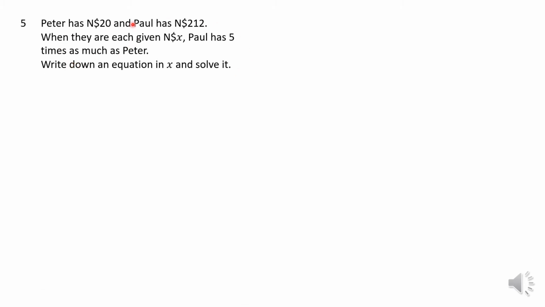Right, now we have another question. It says Peter and Paul. So Peter has $20 and Paul has $212, and then they are each given some money. We don't know how much that is, so we're going to add that to what they have already. So we're going to add an x to Peter's 20, and an x to Paul's 212.